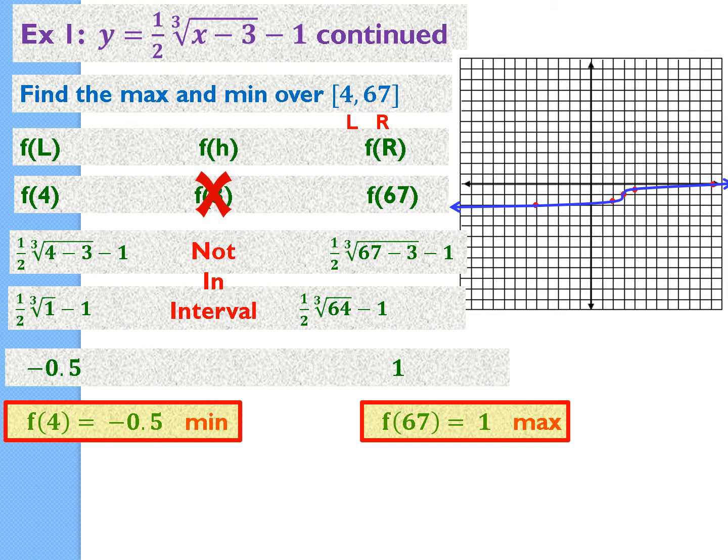So now let's think about this logically. This function is consistently increasing. Since it's increasing the entire time, we really don't even have to think about h, because our max and min are going to come from our endpoints. So really, for cubics and for cube roots, you do not need to worry about the h value. You can just simply do f of L and f of R.